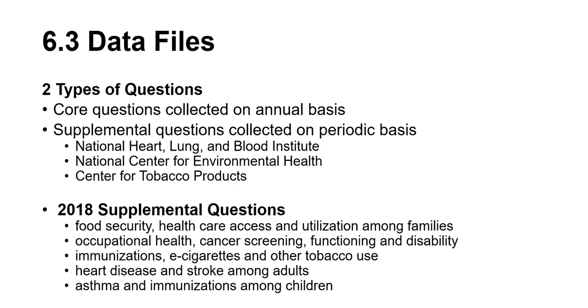Section 6.3, Data Files. So the NHIS has two types of questionnaire files. There are core questions that are collected on an annual basis, as well as supplemental questions that are collected on a periodic basis. The core questions are the typical demographic questions on age, sex, gender, socioeconomic questions, as well as health insurance status and access to care.